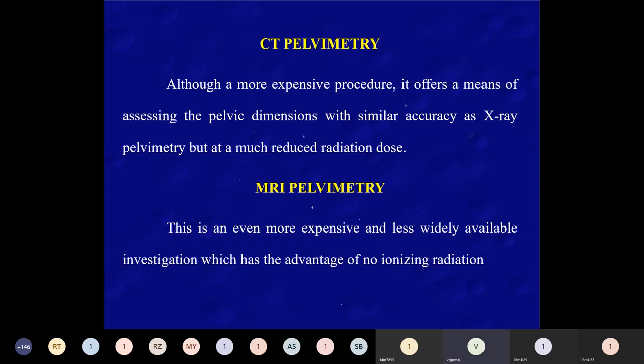CT pelvimetry, although it is a more expensive procedure, offers a means of assessing the pelvic dimensions with similar accuracy as X-ray pelvimetry, but at much reduced radiation dose. Again, MRI pelvimetry is an even more expensive and less widely available investigation, which has the advantage of no ionizing radiation.